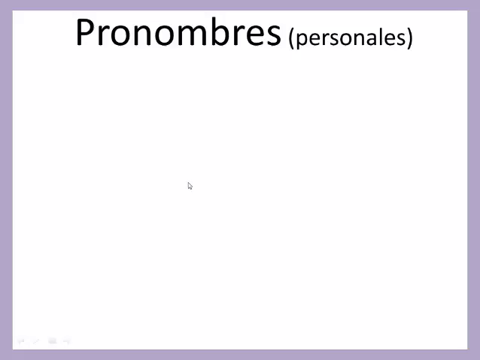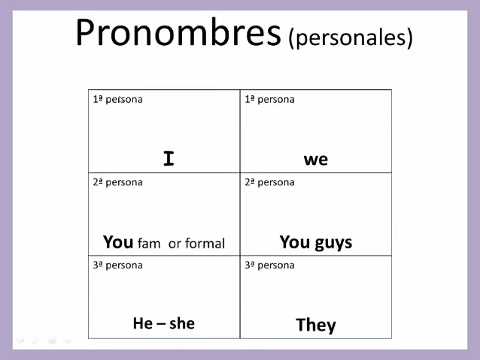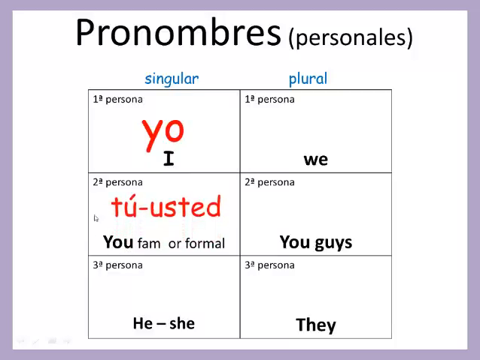So let's just wrap it up and let's look at our graphic organizer. We've got pronombres personales. Here we go. Primera, segunda, tercera. Primera, segunda, tercera. And then we've got singular forms and plural forms of it. So, primera persona singular is yo, I in English. Segunda persona singular is tú or usted. The familiar form for you is tú, and the formal form for you is usted.